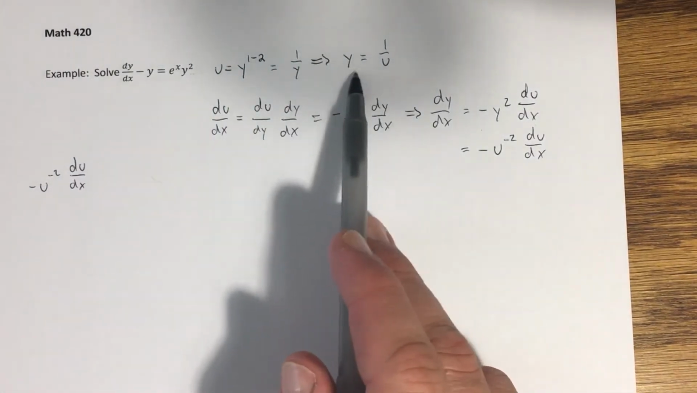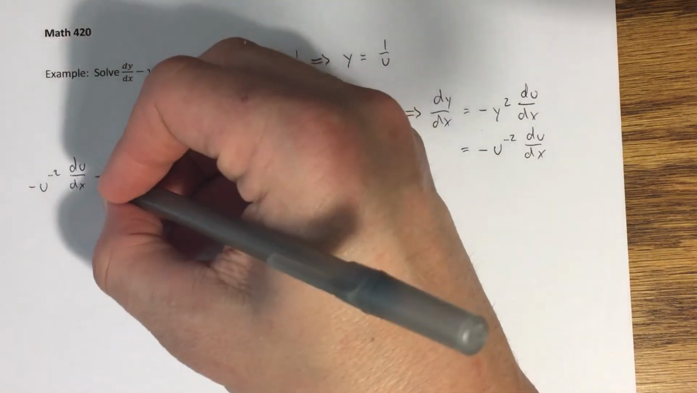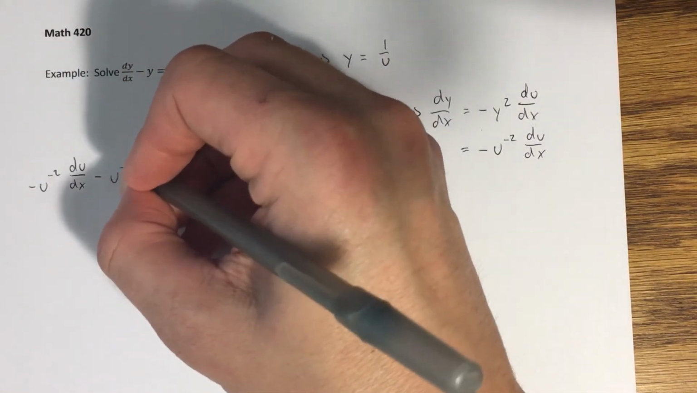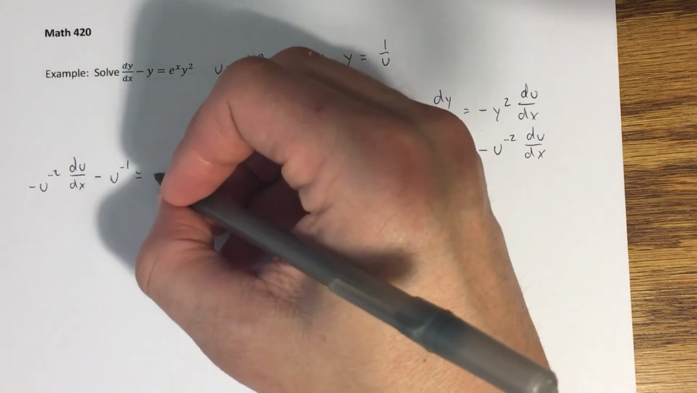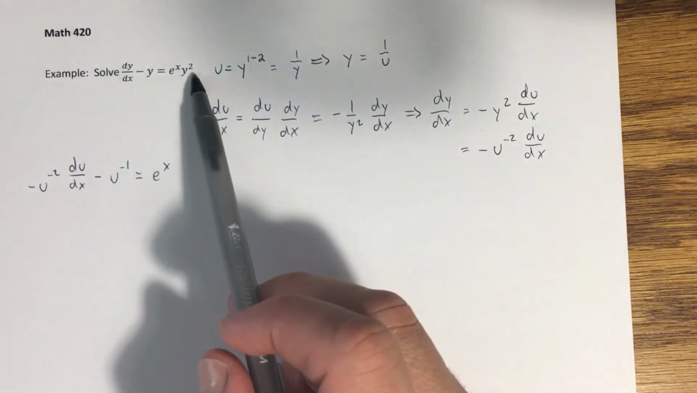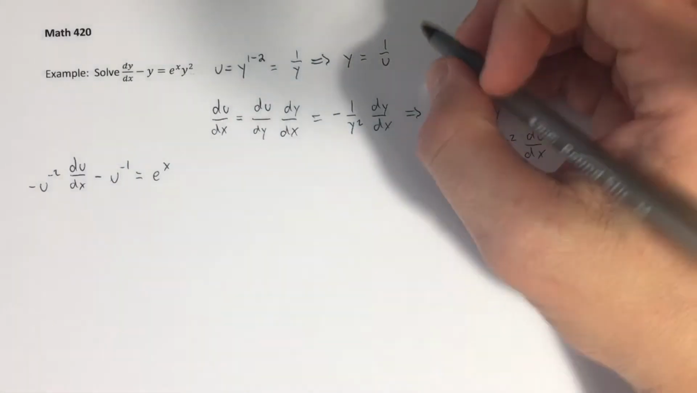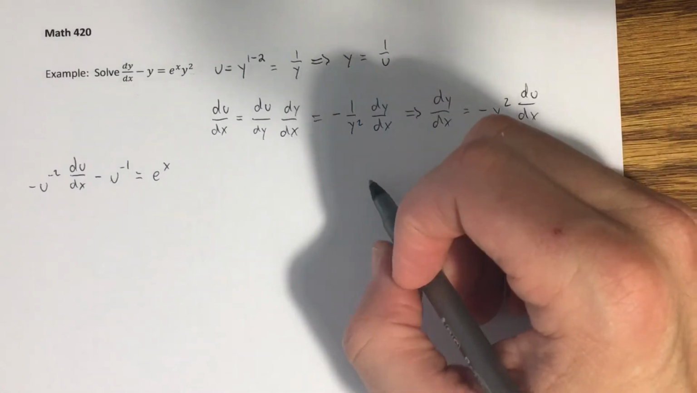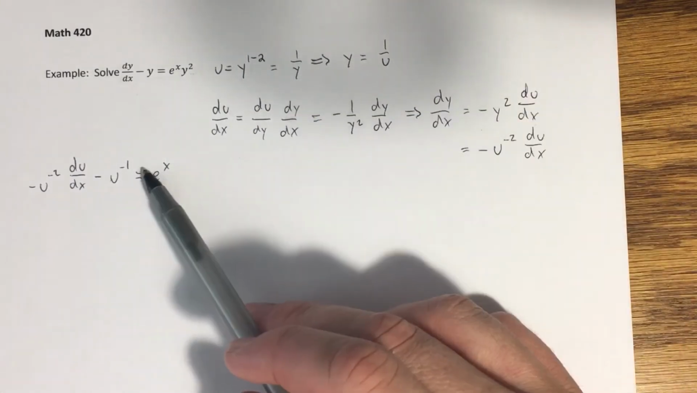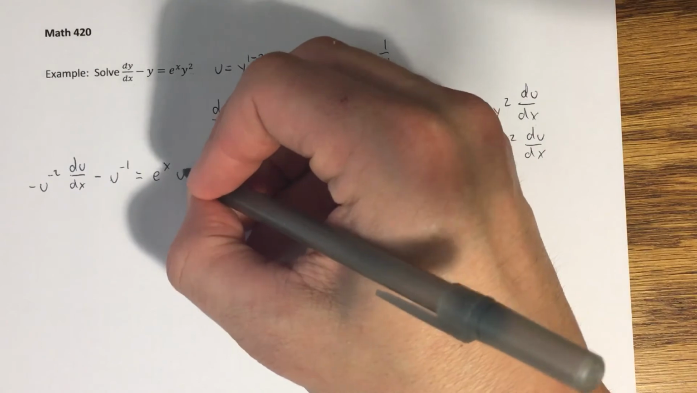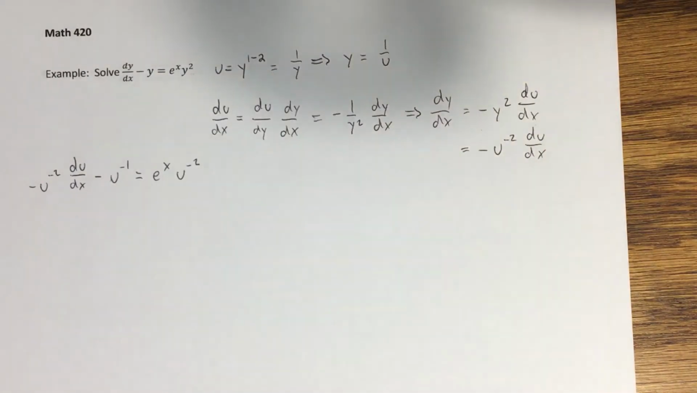Minus y, which is the same thing as 1 over u. Let me actually just write that as minus u to the -1 power. That's equal to e to the x. Now, y squared. What is y squared? Well, if y is equal to 1 over u, or u to the -1st power, then y squared is just u to the -2nd power. Okay, so making those substitutions, that's what I get out of that.